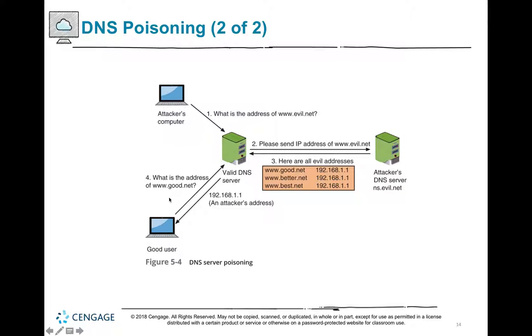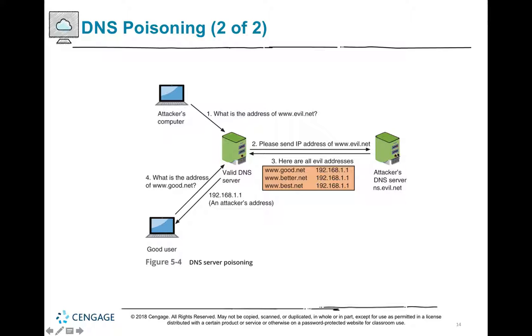So DNS poisoning is, again, when you poison, you add something in there to cause harm. So in this instance, the attacker is looking up the address of www.evil.net. The attacker is in control of evil.net. So the DNS server says, I'm not familiar with evil.net, so it will ask the authoritative DNS server, which is under the attacker's control, ns.evil.net.